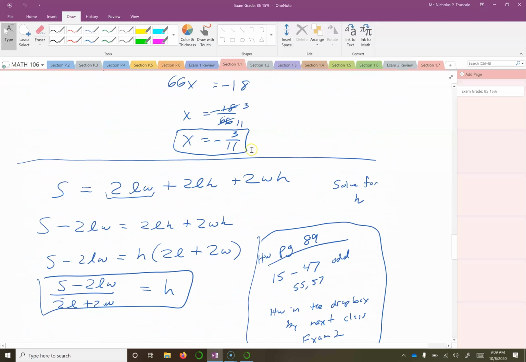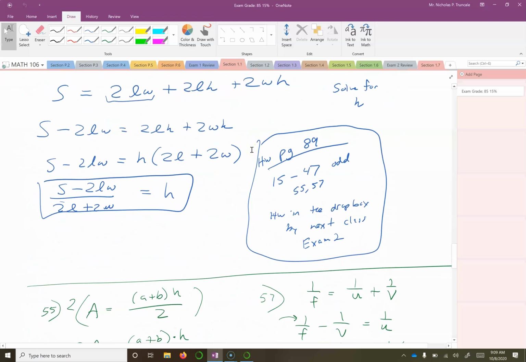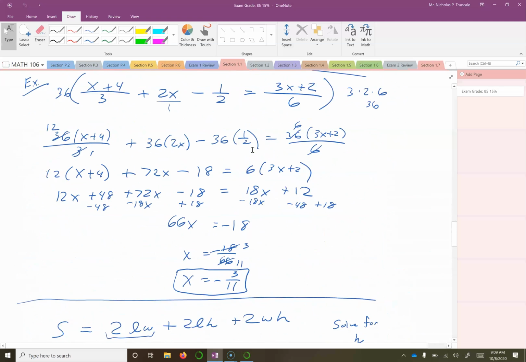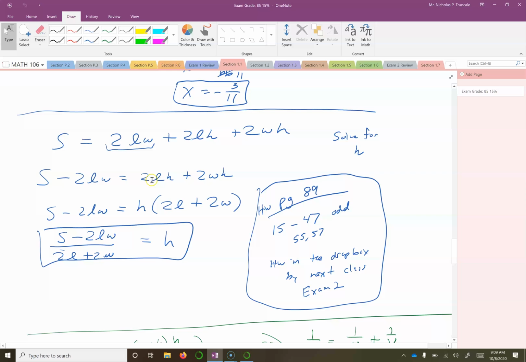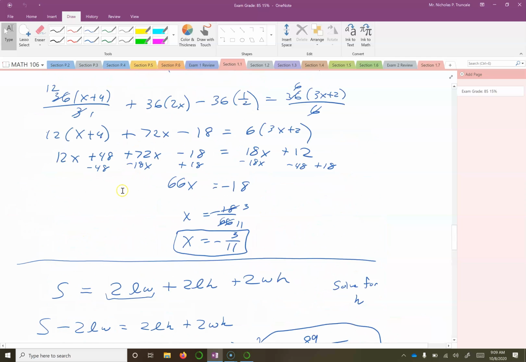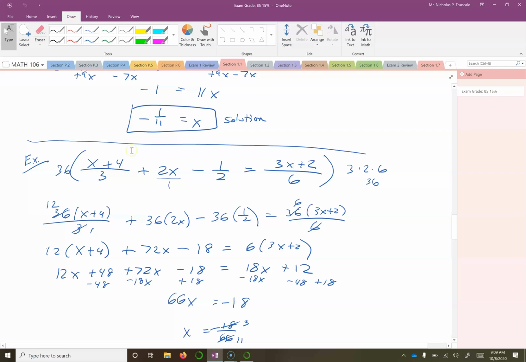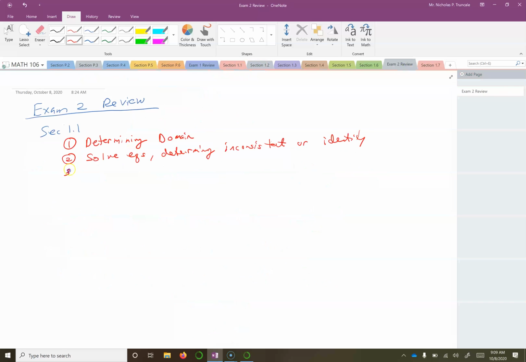And then it looks like all we did was, you don't have to worry so much about this last section about solving equations with multiple variables, because you kind of do that in section 1.2, so we'll leave it for that. But the last thing is solving rational expressions. And we've been doing that a lot.